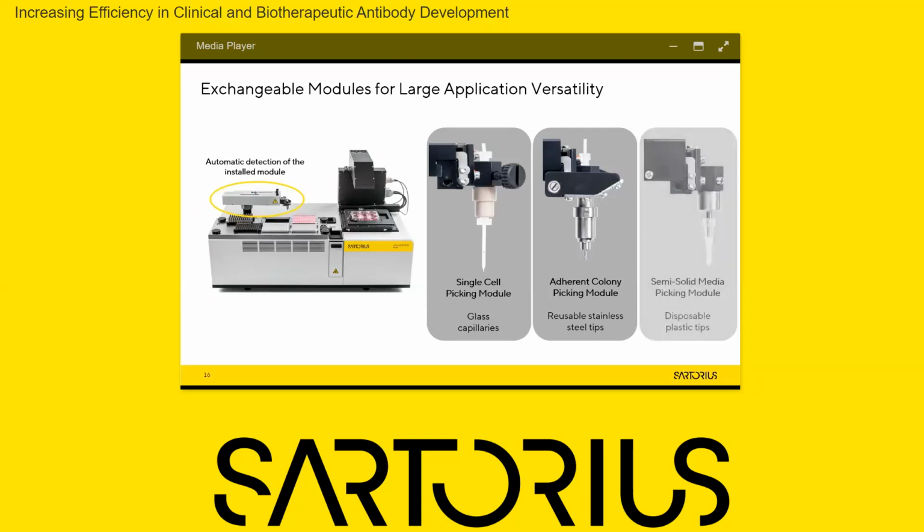And finally, we have the semi-solid media picking module, which is mainly used for picking from matrices such as Matrigel, and they use disposable plastic tips, and they range from 500 micron tips to 1200 micron tips. And they, as I say, can be used for picking from semi-solid media, so spheroids and organoids mainly for that particular module.